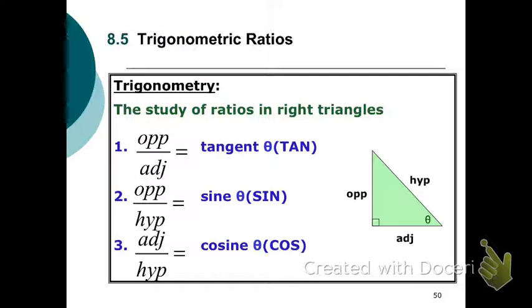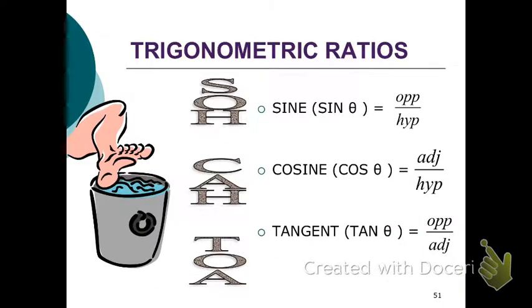The sine of an angle is defined as the opposite divided by the hypotenuse. Okay, so the sine of an angle is the ratio of the opposite side over the hypotenuse. And finally, the cosine is the adjacent over the hypotenuse. Okay, so that's how we're going to define these ratios. So tangent, sine, cosine. Now, a little way that we all tend to remember this is we say SOHCAHTOA.